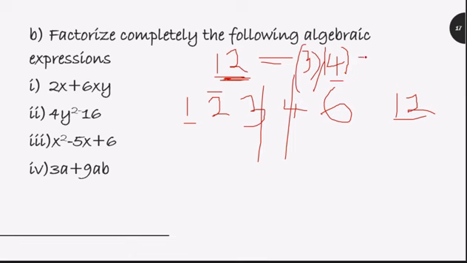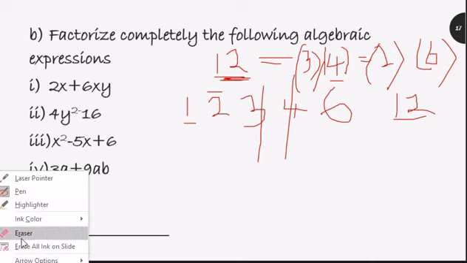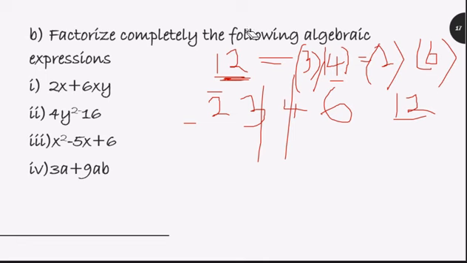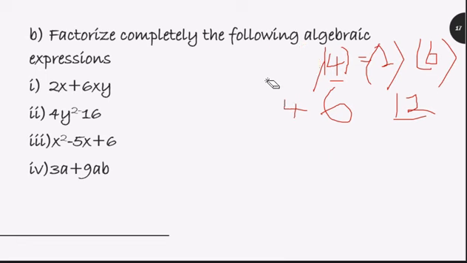So that is the thing. And what do we have here? When you are asked to factorize algebraic expressions, they are simply telling you that this expression is like a 12, and you have to break it down to its factors. How do you break it down? Let's see in the solutions.